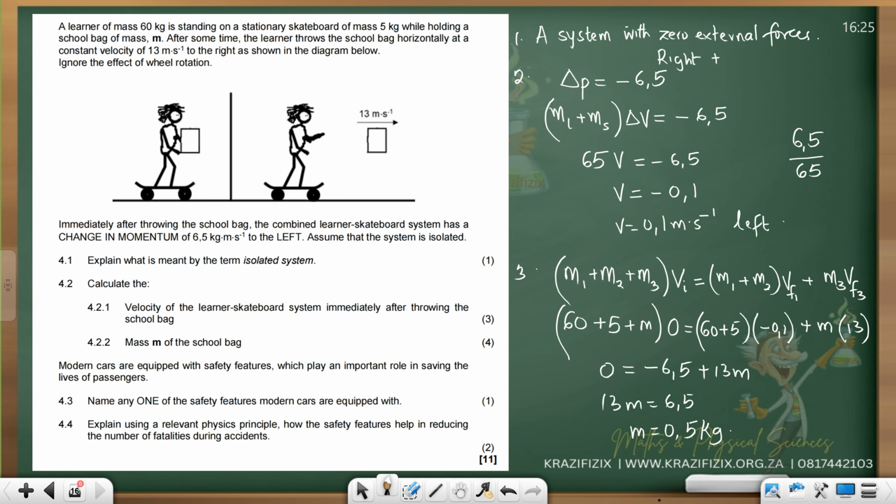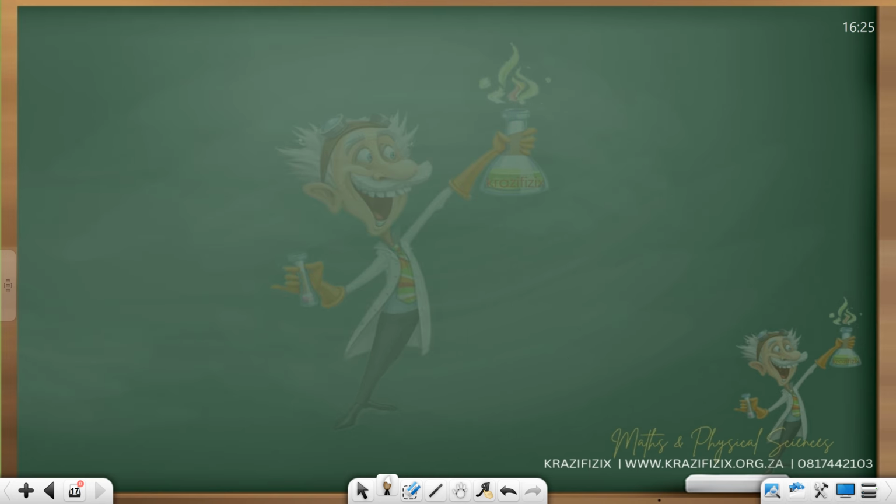Oh, I love this one. Somebody asked me this question today. Please, it's very important how you answer the next one. Motor cars are equipped with safety measures which play an important role in saving lives of passengers. Name any of the safety measures modern cars are equipped with. The answer they're looking for is a seatbelt. And I can say automatic braking system, and that is a modern car feature. All right, can we stick to old cars?